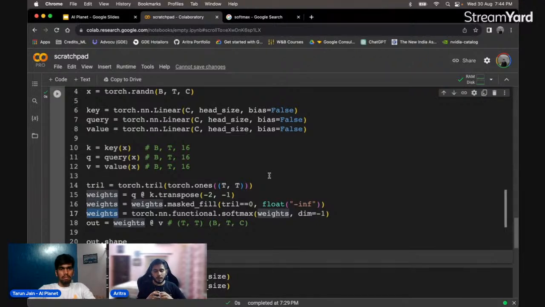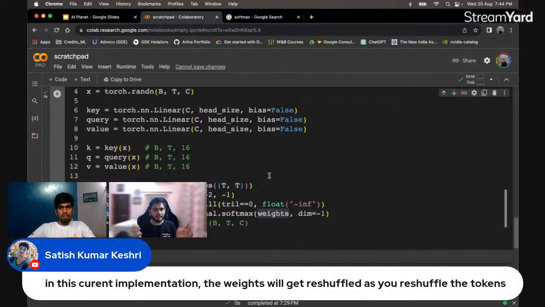If you have English, or any language, code, French, or anything else, in this current implementation the weights will be the same as you reshuffle the tokens. That's incorrect, because the weights are essentially just a matrix of q times k transpose, filled with maybe future tokens. I'm talking about the prefixes, so if you reorder the prefixes, the weights are going to essentially remain the same.